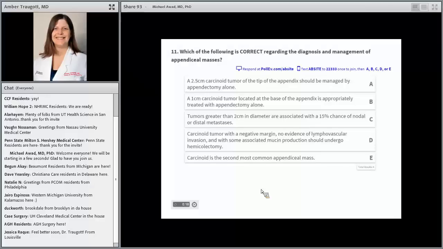C, tumors greater than 2 centimeters in diameter are associated with a 15% chance of nodal or distal metastases. D, carcinoid tumor with a negative margin, no evidence of lymphovascular invasion, and with some associated mucin production should undergo hemicolectomy. Or E, carcinoid is the second most common appendiceal mass.